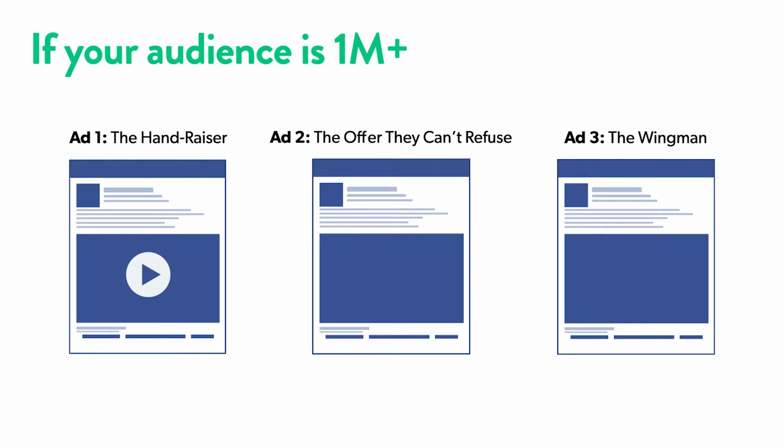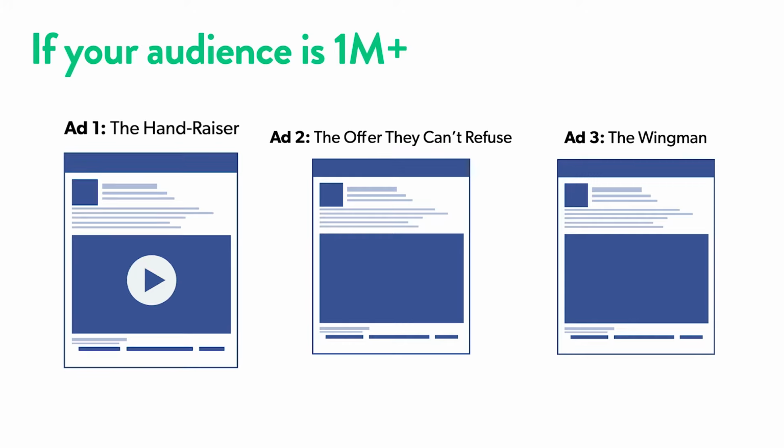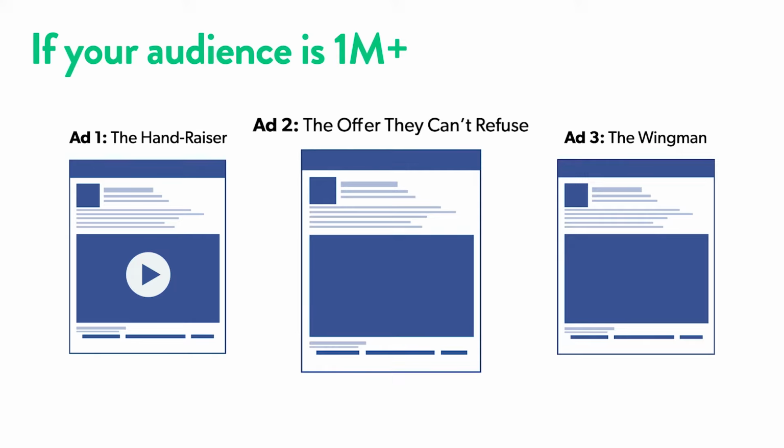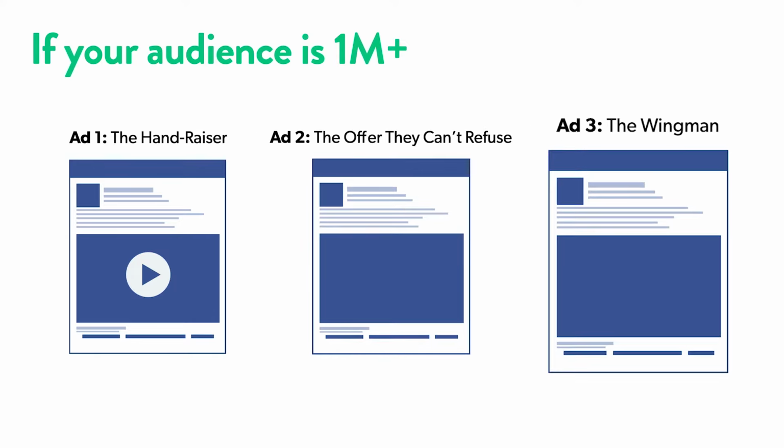So the funnel I'm talking about today really consists of 3 different ads. And this is if your audience is over 1 million people. So this is going to be if you're more national or if you're a local business in a larger market, okay? So these are the 3 ads that we want to be running, and I'm going to go into more detail and examples on each of them as we go. So the first ad is what I call the hand raiser. Ad 2 is the offer they can't refuse, followed by ad 3, the wingman.